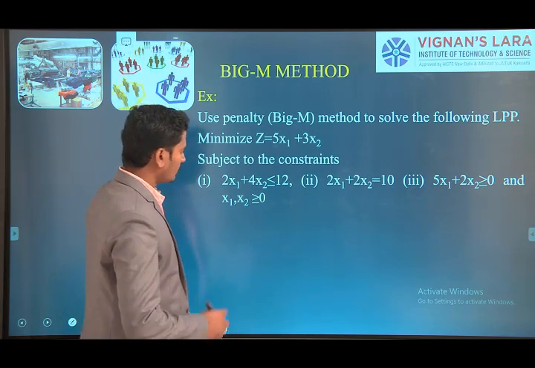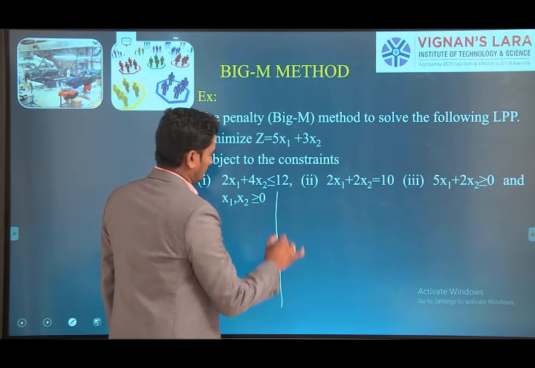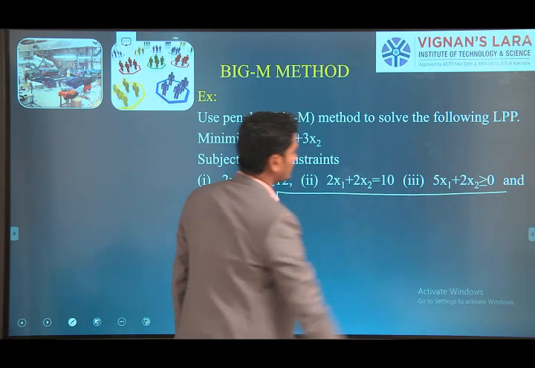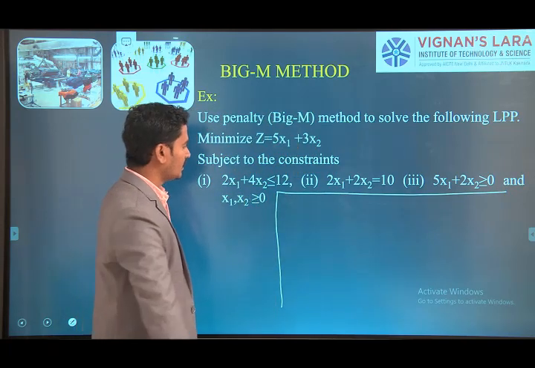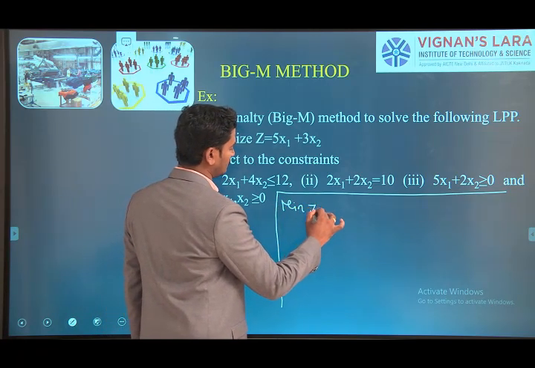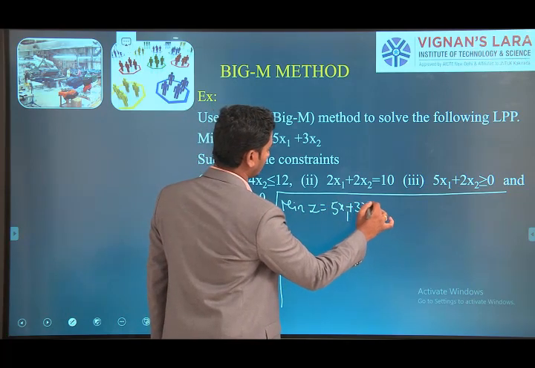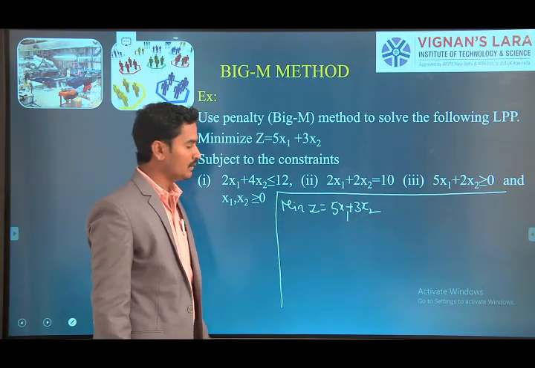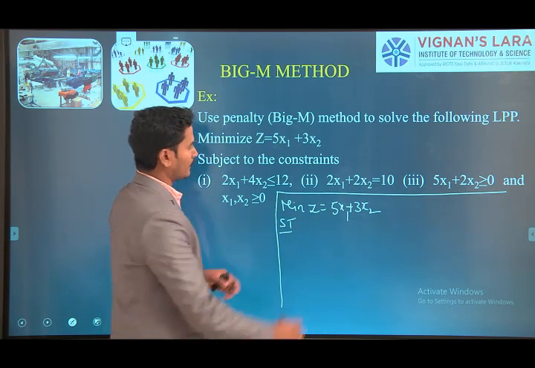Okay. What is the rule of the big M method? We convert the inequalities into equalities with the help of penalties. Okay. First, what is the objective function? Minimize Z is equal to 5x1 plus 3x2, as given. Next, coming to the subject to constraints, here we have three constraints.